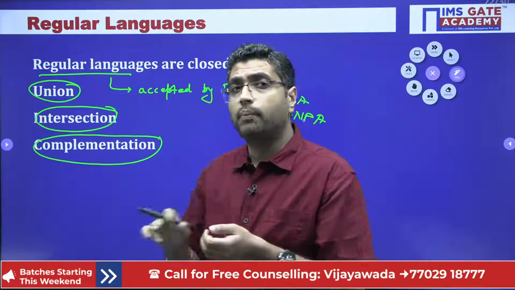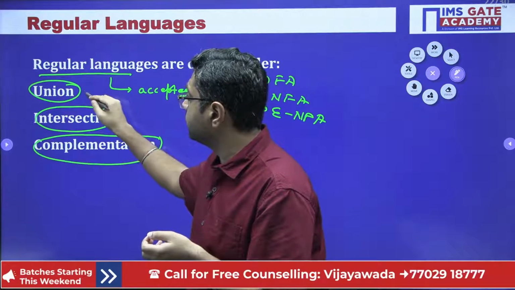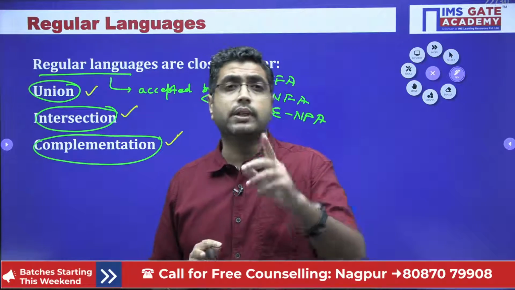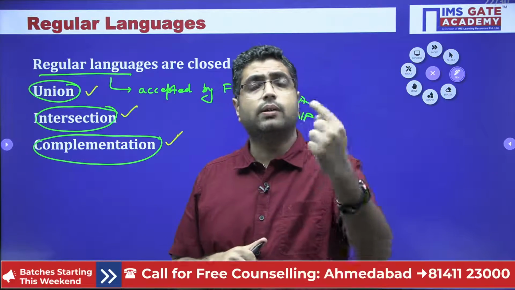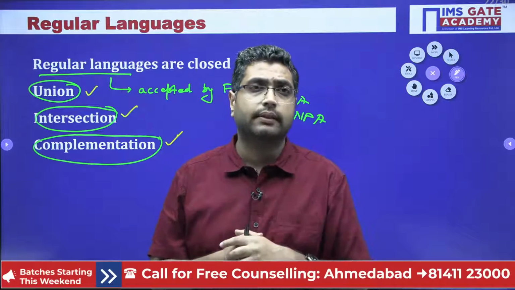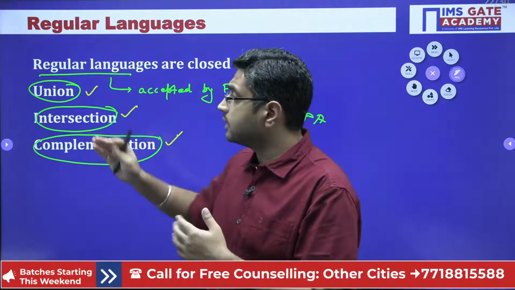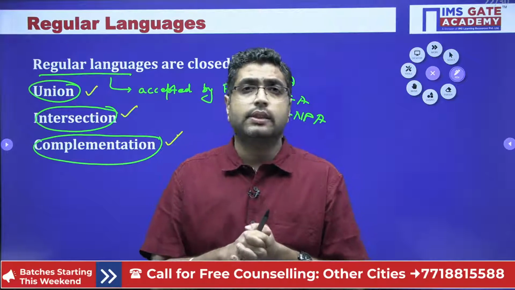And let's talk about complementation. Union is done, intersection is done. For complementation, we make the final states non-final and the non-final states final. That's it. So that way we can prove that regular languages are closed under union, intersection and complementation.